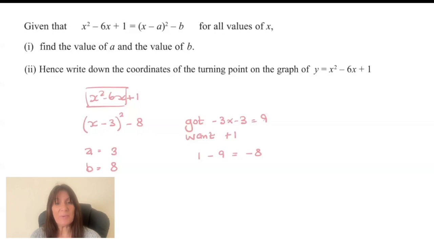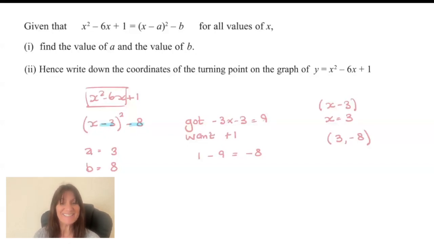Now, we want to move on to the second part, which is the turning point. The turning point is coming from the bracket, x minus 3. So minus 3, the actual value, is the first part. Now, if we think about when we're solving, we would say that x is equal to 3, and that is what's happening here. The x coordinate would be 3, it'd be the solution, and then that minus 8 on the end is our y coordinate, and we just pop those into the brackets, and it is job done.